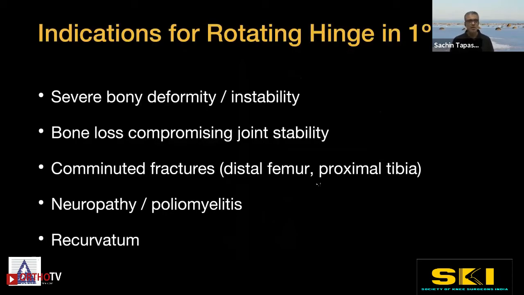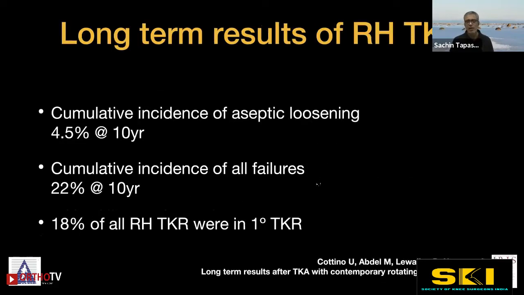So again, to reiterate, the indications to use a rotating hinge in the primary scenario will be if you have bone loss, severe bone deformity, fractures, neuropathic joints such as poliomyelitis, and advanced recurvatum. How are the long-term results of these rotating hinges?